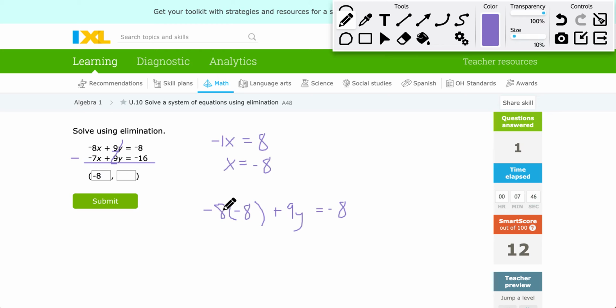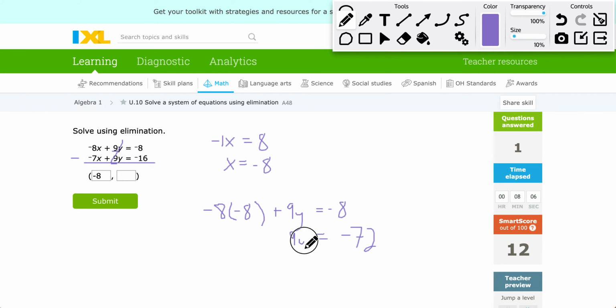This would give me 64. And then if I subtracted 64 from both sides, I'd end up with a negative 72. So I kind of did two steps at once there. I multiplied the negative 8s to get 64, and then I subtracted it away.